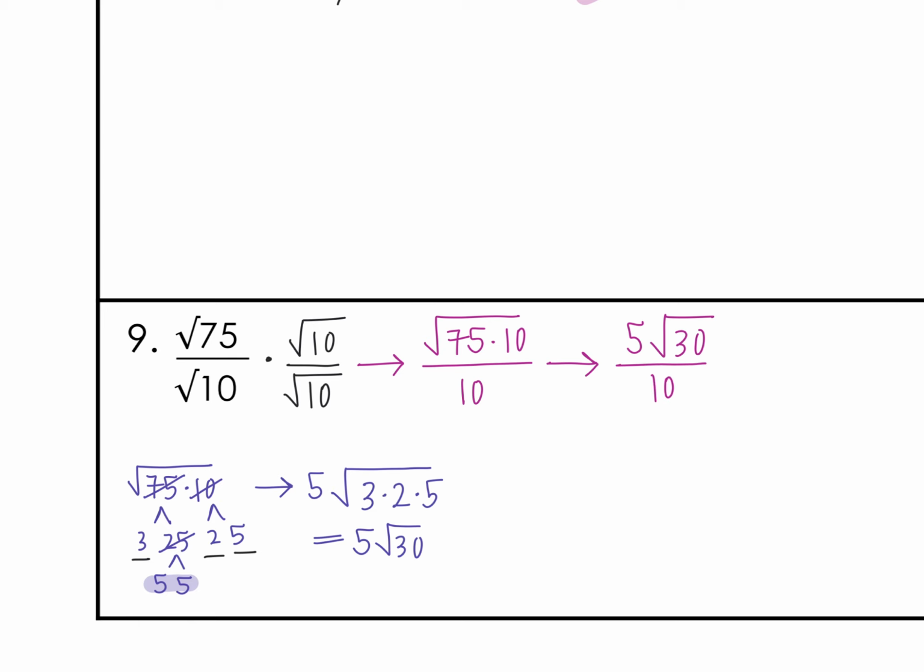Okay, and lastly, I know that my radical is fully simplified. I'm going to check that fraction, that 5/10 can be simplified to 1/2. And so we'll write the square root of 30 over 2.